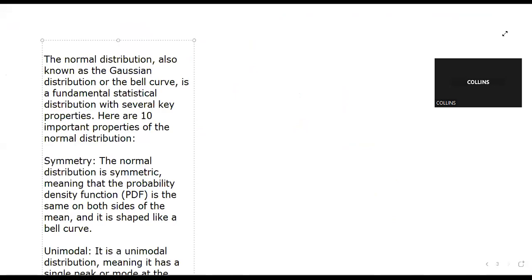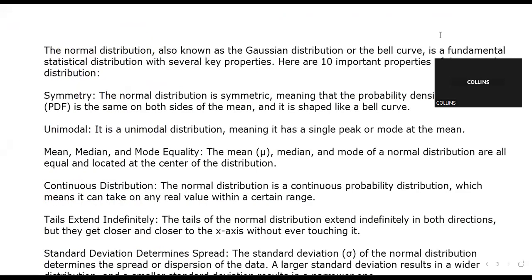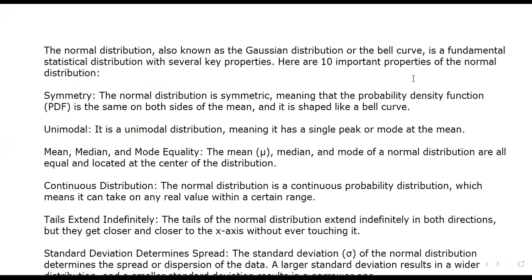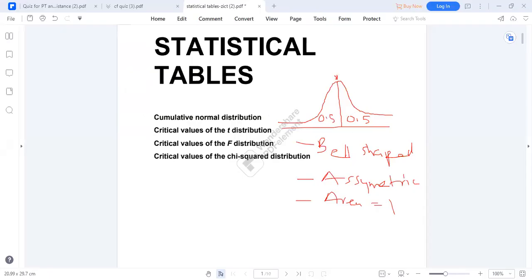There are several. I've spoken about symmetry, which means the probability density function is the same on both sides, meaning the left is the right side. It's unimodal. Then also the mean, mode, and median are all located at the center. They're equal.